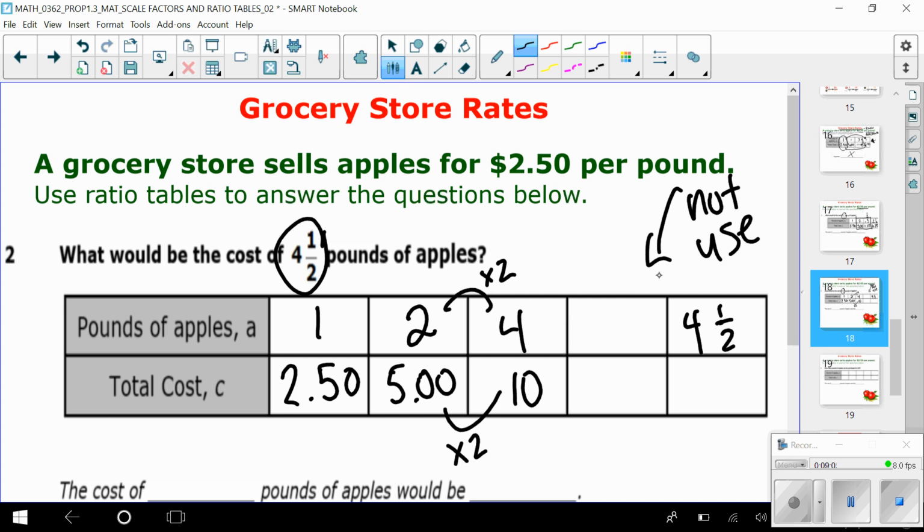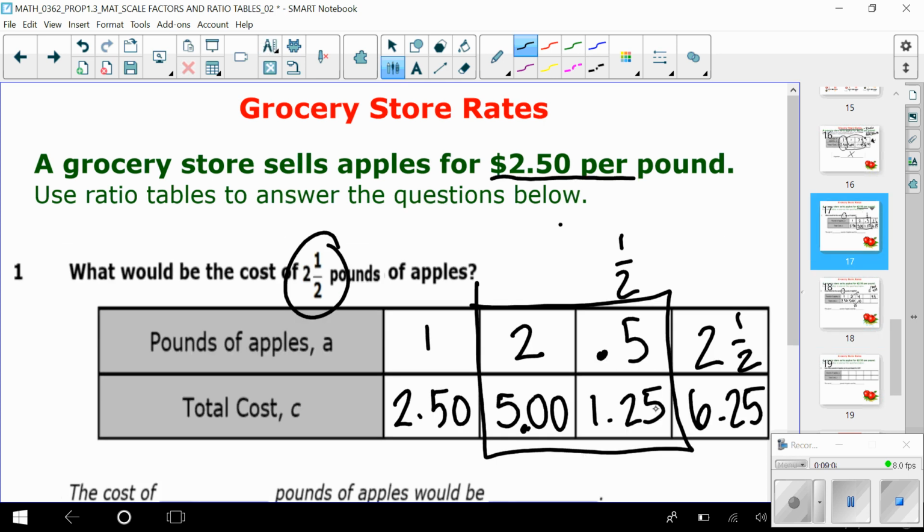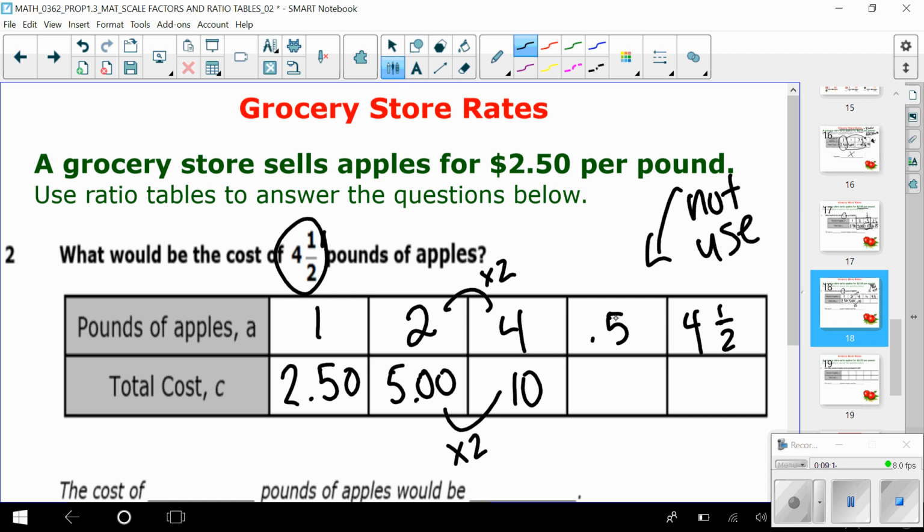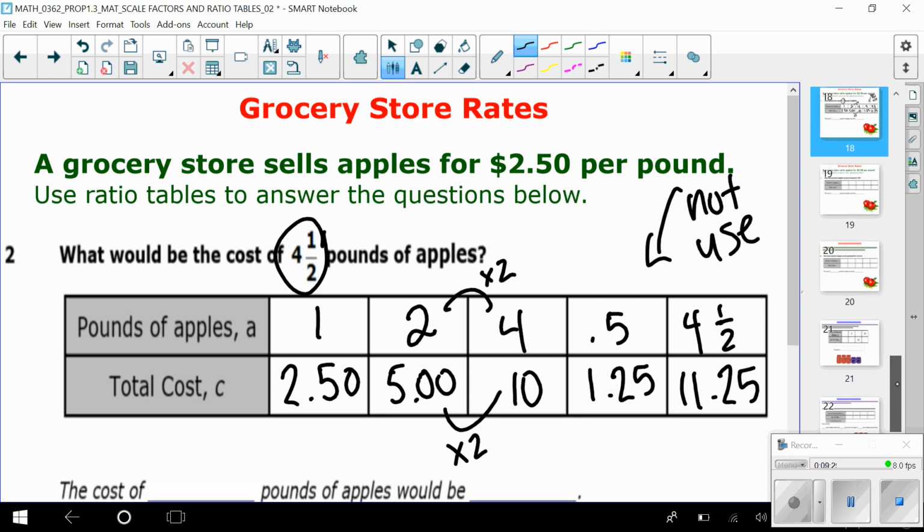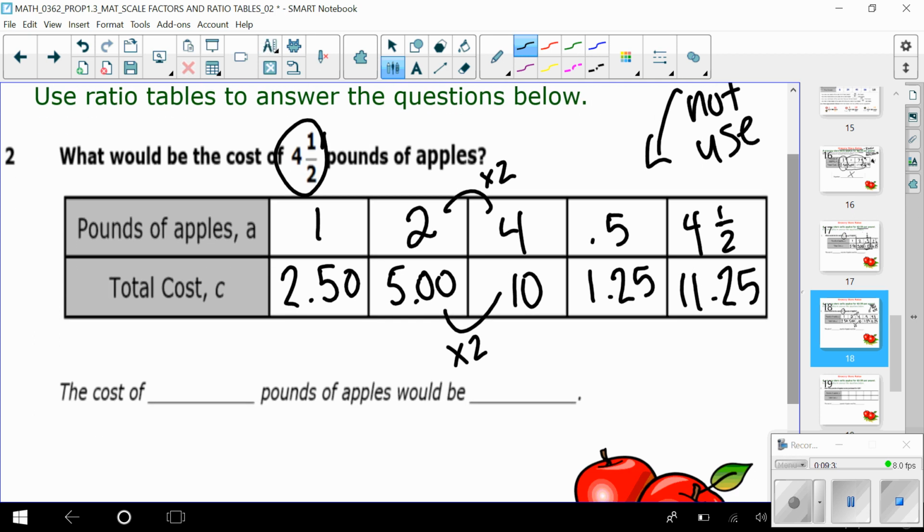And what did we know half a pound was? We'll go back to this one. Half a pound was what? $1.25. So now when I look at this one, I have 4 pounds is $10 plus the half a pound, which is going to be $11.25. So down here, oh, I forgot to do this part. Down here, the cost of 4 1/2 pounds of apples would be $11.25. Okay? So now you're going to pause my video and you're going to try to do the last 2 tables. Okay?